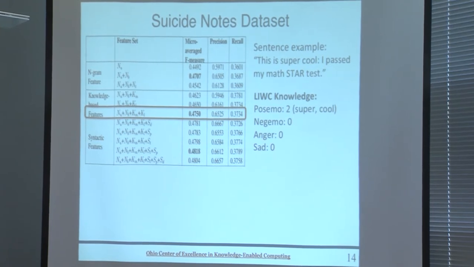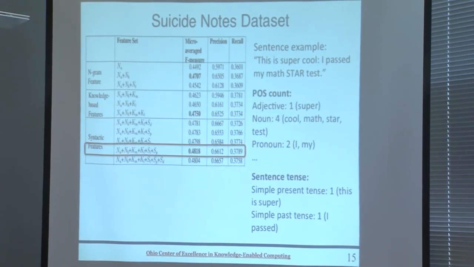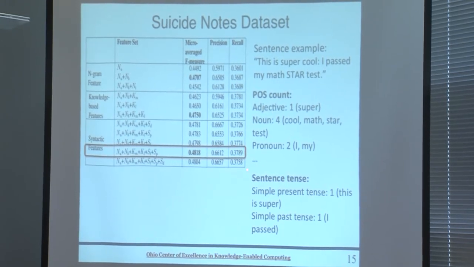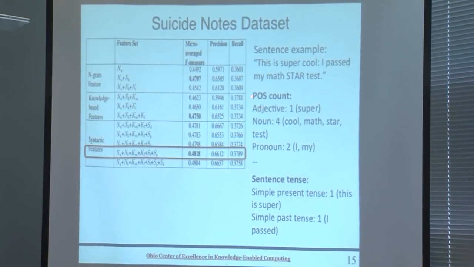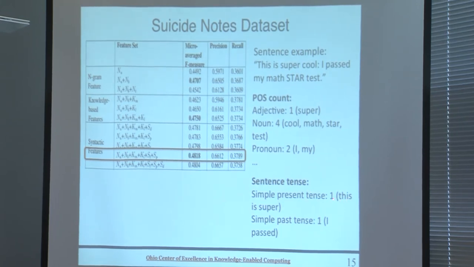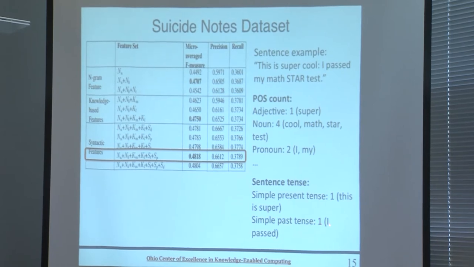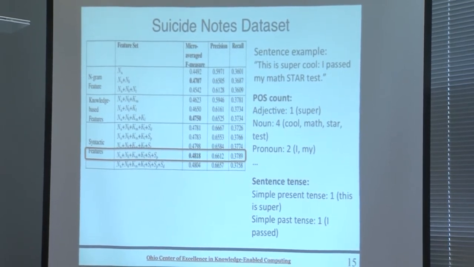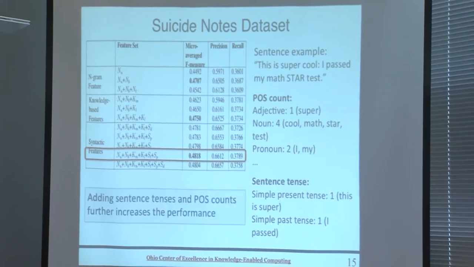The third one is syntactic features. For syntactic features, we try the part-of-speech count, and we also try the sentence tense. Part-of-speech count is how many adjectives we have here, how many nouns we have here, etc. For sentence tense, we say this is super, so this is simple present tense, and we have simple past tense, "I passed." This is how we obtain the syntactic features. By adding the syntactic features, we can further increase the performance. So this is for the suicide notes data set.